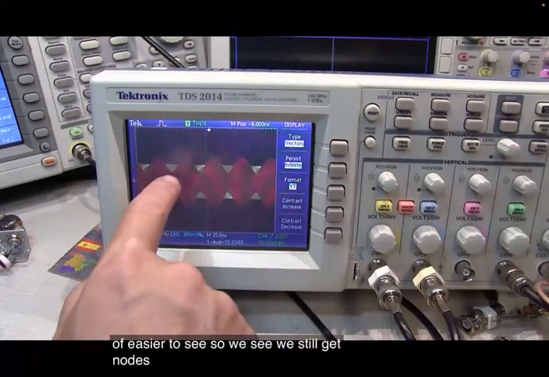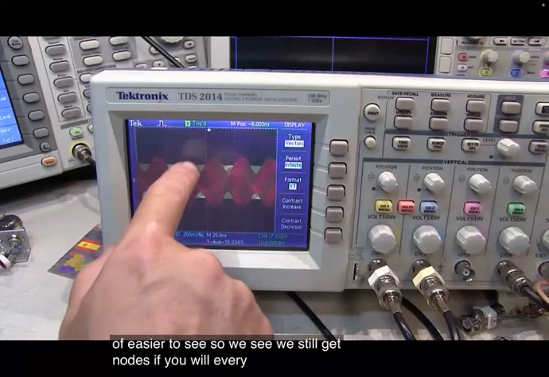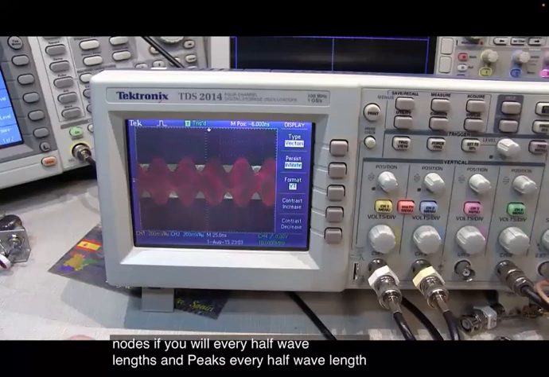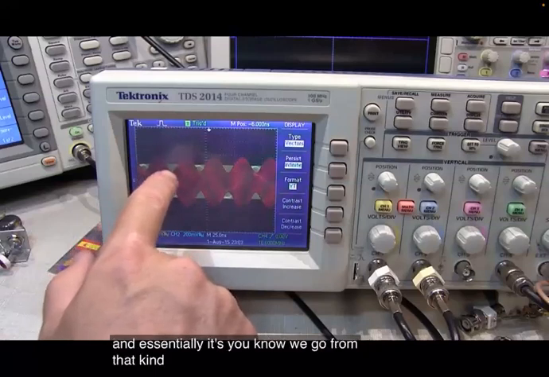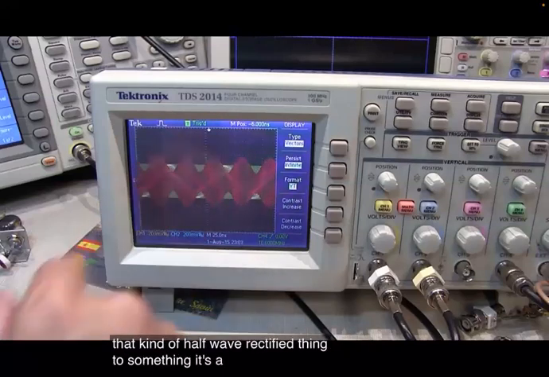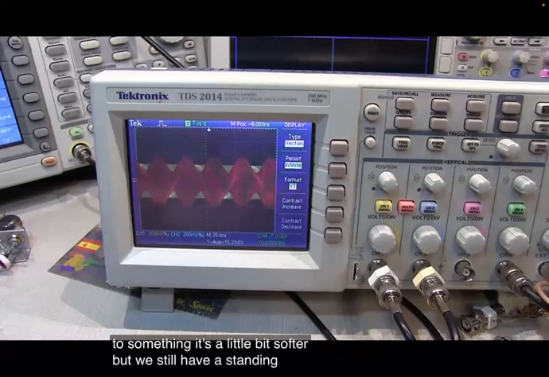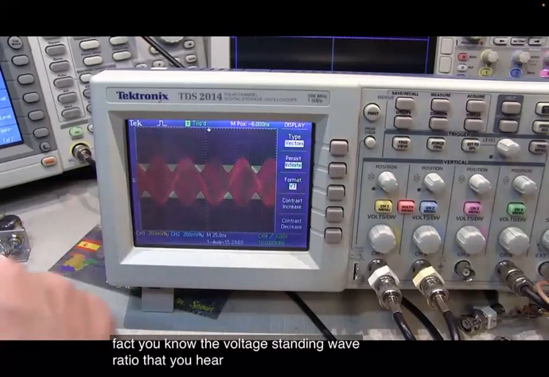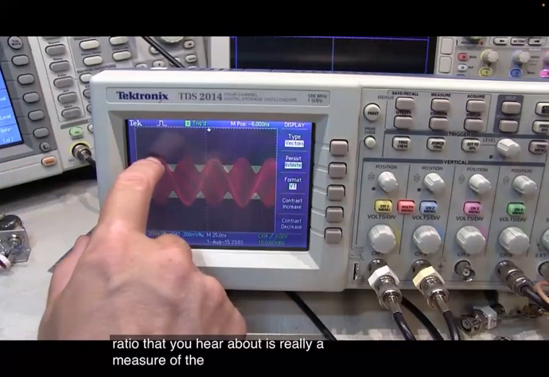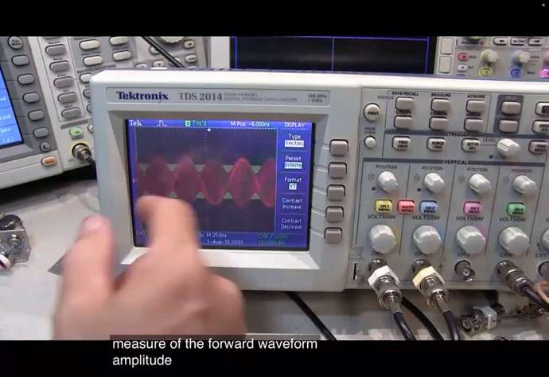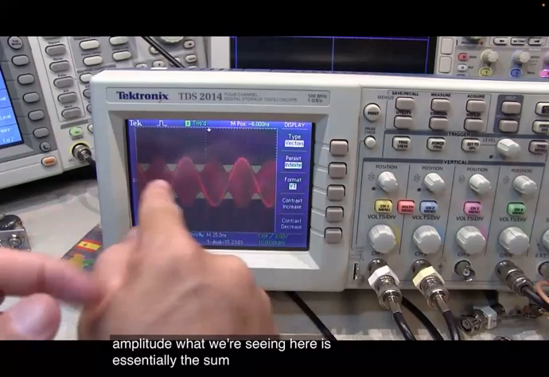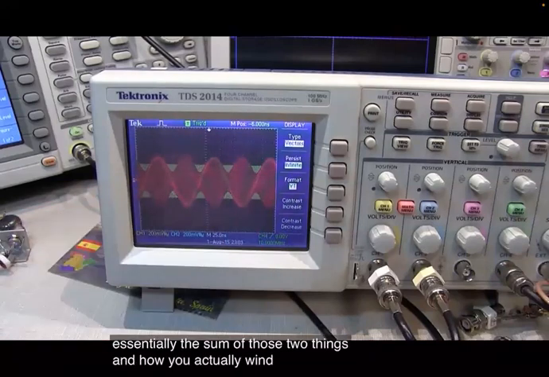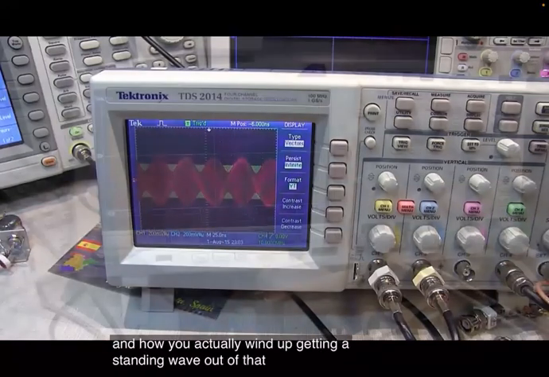So we see we still get nodes, if you will, every half wavelength, and peaks every half wavelength. Essentially we go from that half wave rectified thing to something that's a little bit softer, but we still have a standing wave. In fact, the voltage standing wave ratio that you hear about is really a measure of the forward waveform amplitude and the reflected waveform amplitude. What we're seeing here is essentially the sum of those two things and how you wind up getting a standing wave out of that.